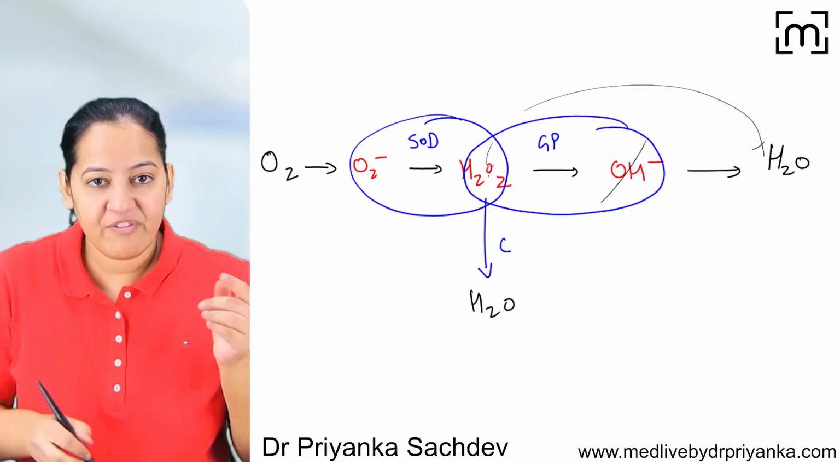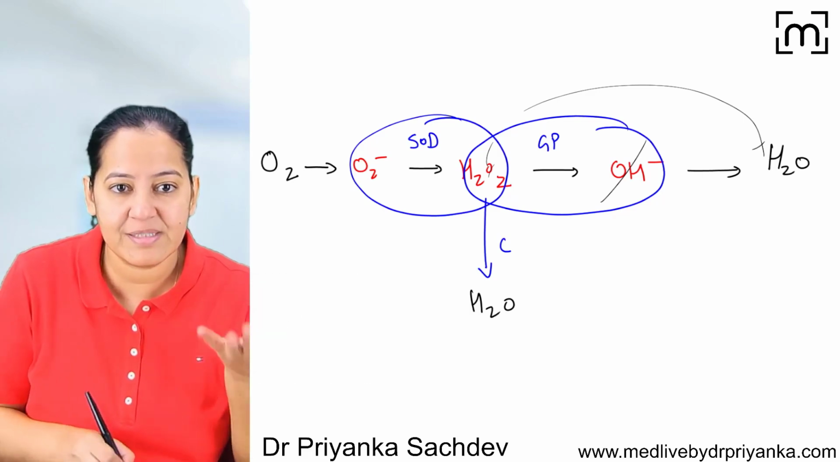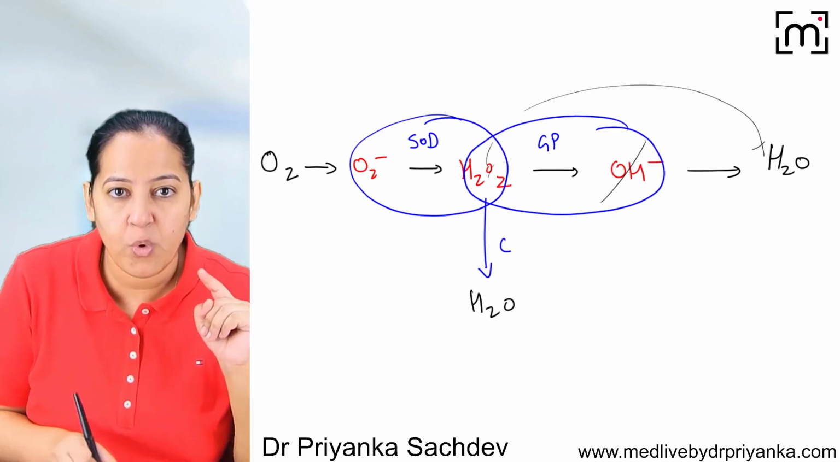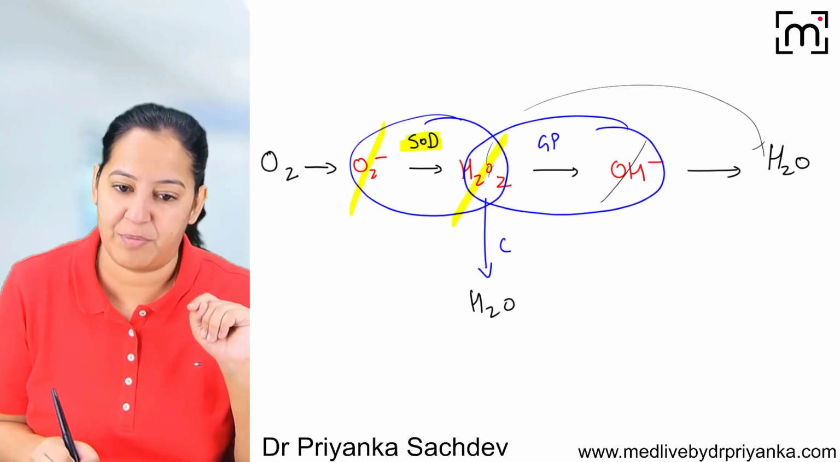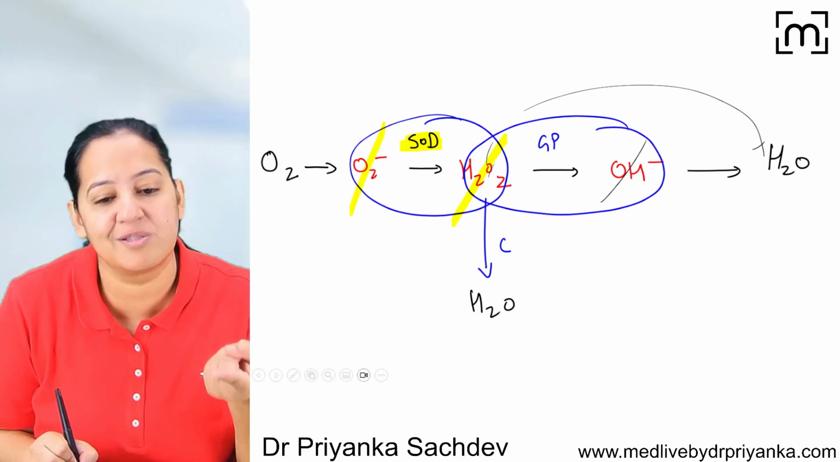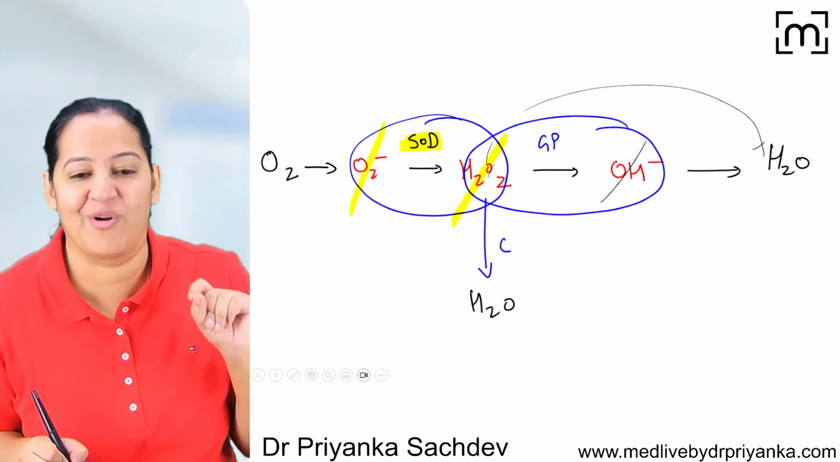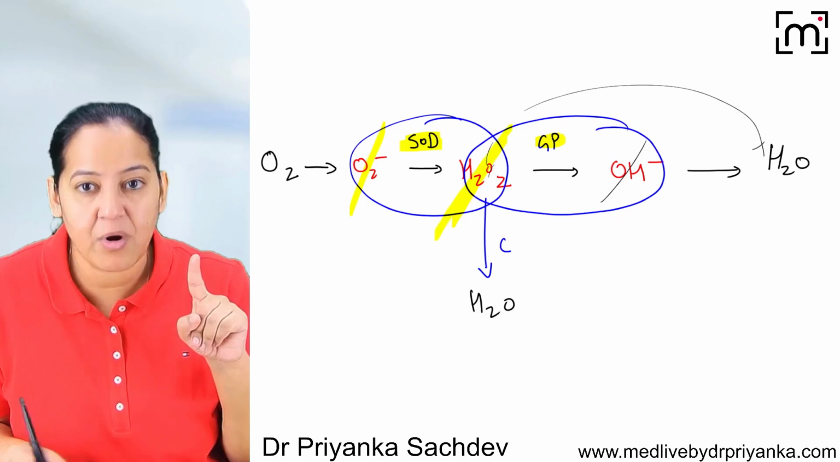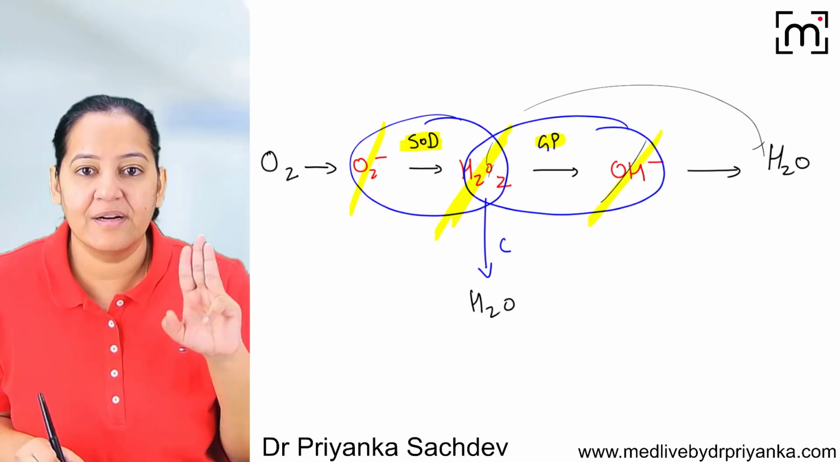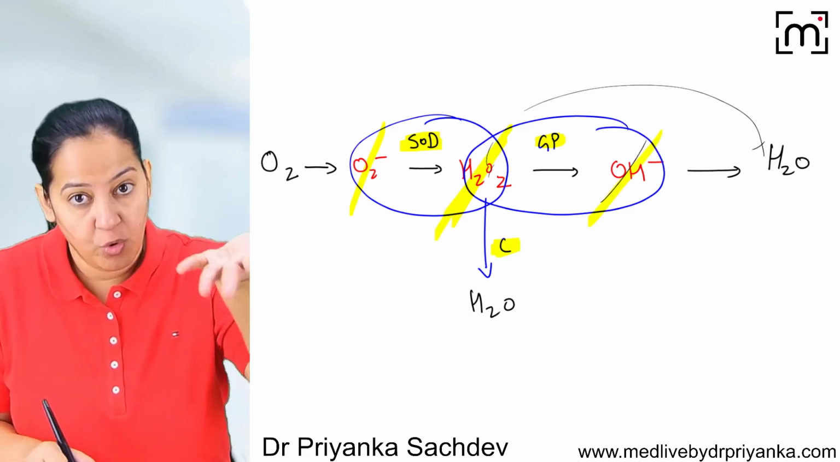So what is the function of SOD? Say quickly. What's the function of SOD? Superoxide dismutase. It converts superoxide to hydrogen peroxide. That's why it is called superoxide dismutase. The reactant is the superoxide. The second is the glutathione peroxidase. It is converting hydrogen peroxide to hydroxyl ion. And third is catalase. It converts H2O2 directly to water.